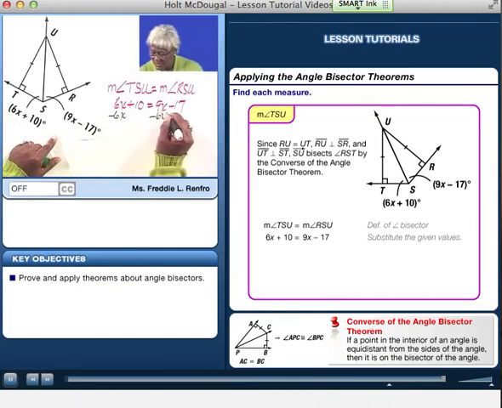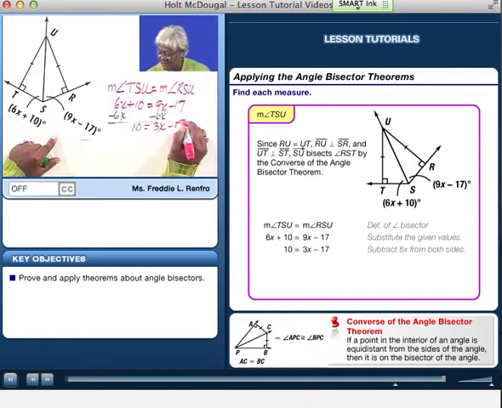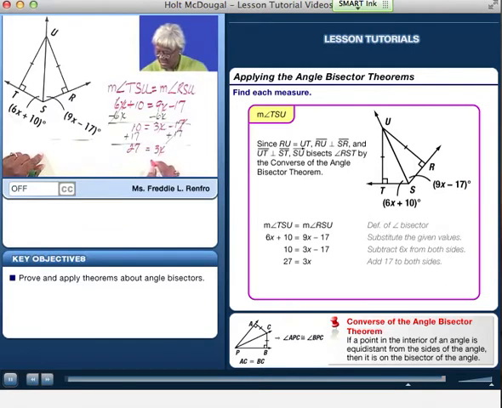Subtract 6x from both sides. We get 10 is equal to 3x minus 17. Now what do we want to do? We want to add. Let's take the 17 over by adding 17 to both sides. We get 3x is equal to 27, and x, divide both sides by 3, x is equal to 9.